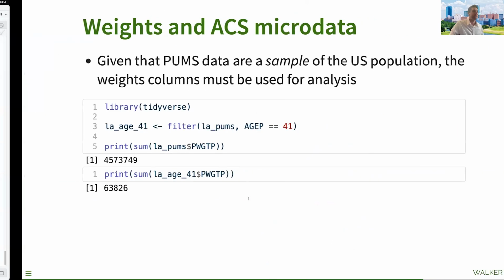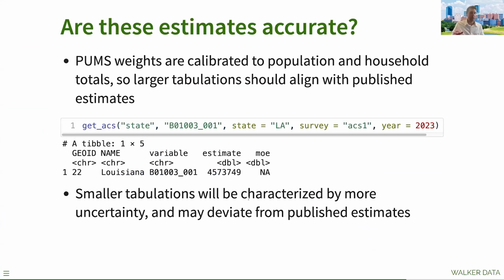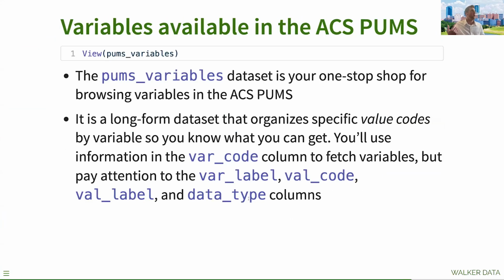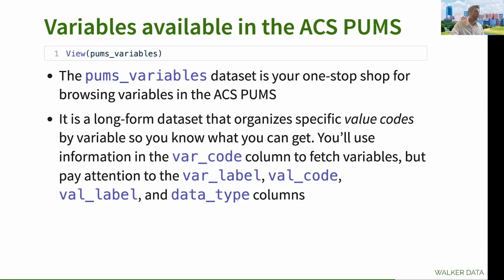So jumping back to the point I made around, okay, well, how do you know HP for age, HHT for household type? How do you know this? Well, there is a data set built into tidycensus called pums_variables. And that is where you go to look up variable names. So let's go ahead and take a look at that real quick.